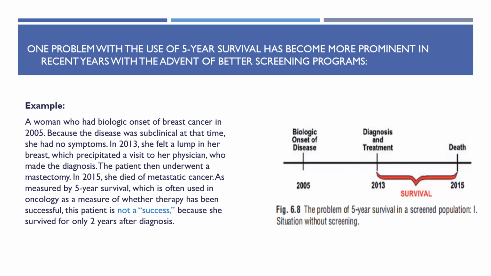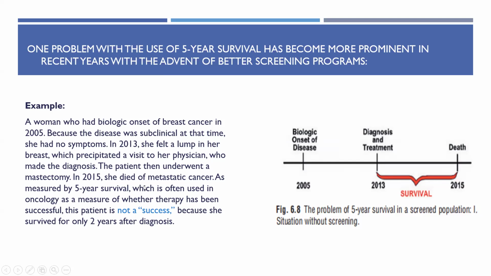The problem with the use of 5 year survival has become more prominent in recent years with the advent of better screening programs. For example, a woman had a biological onset of breast cancer in 2005, but because the disease was subclinical at that time, she had no symptoms. In 2013, she felt a lump in her breast, which precipitated a visit to her physician who made the diagnosis. The patient then underwent a mastectomy.